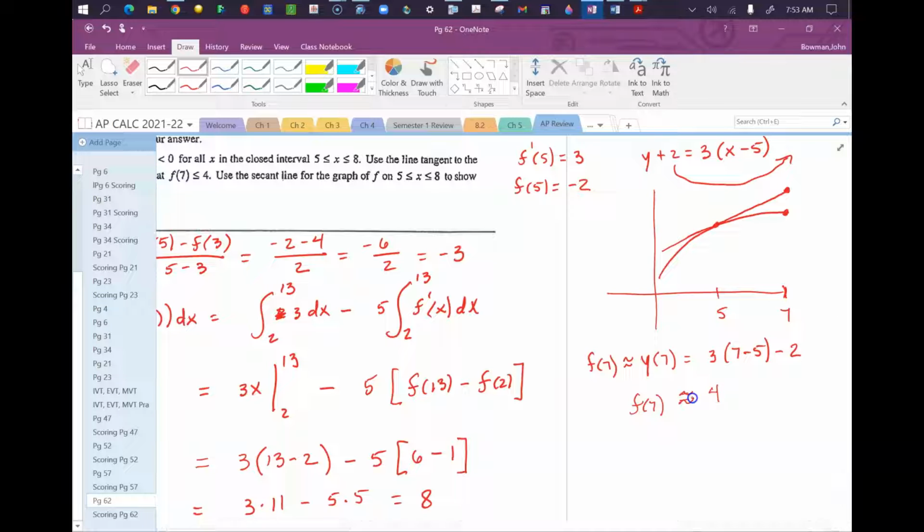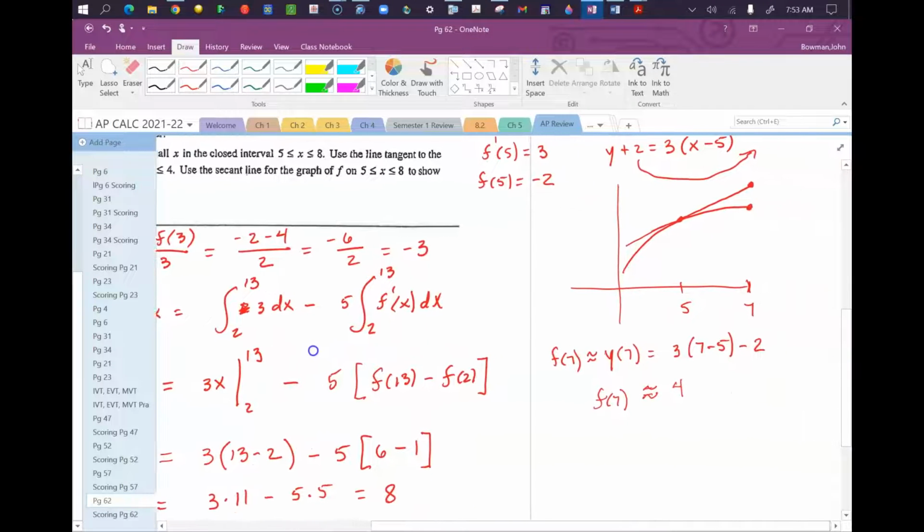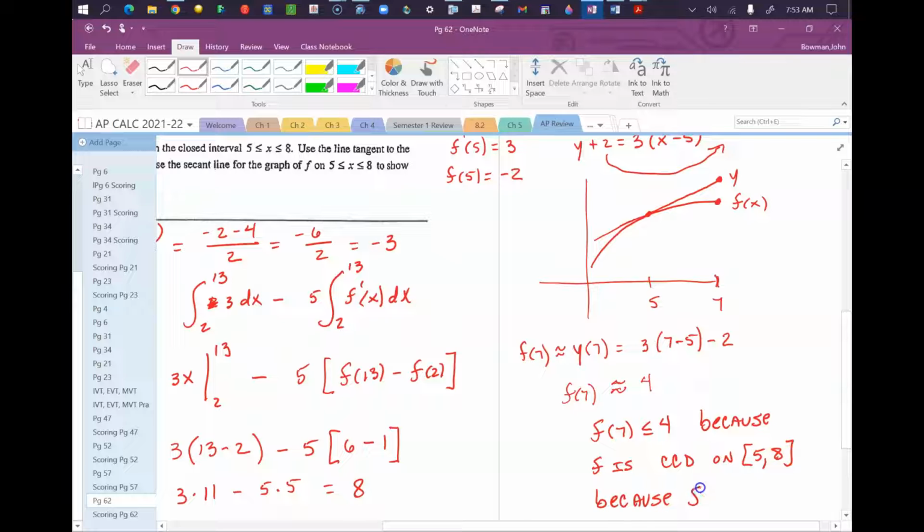Alright, but we also know that f double prime is negative on the entire interval from 5 to 8. So we have a picture that looks like this. Here's f of x, and here's the tangent line, we'll call it y. So we know that f of 7 is actually less than or equal to 4 because f is concave down on the interval from 5 to 8, because f double prime is negative.